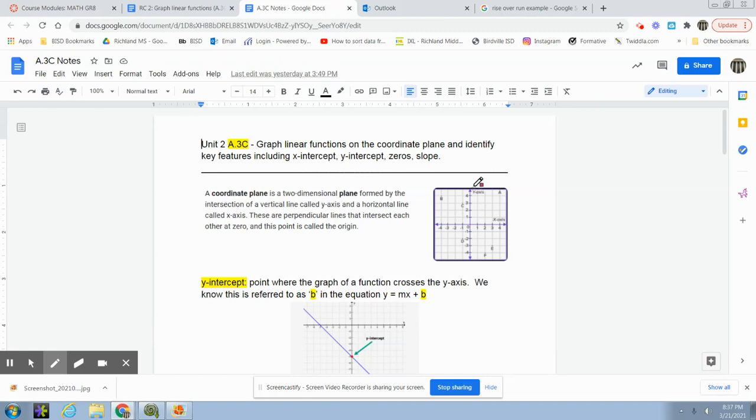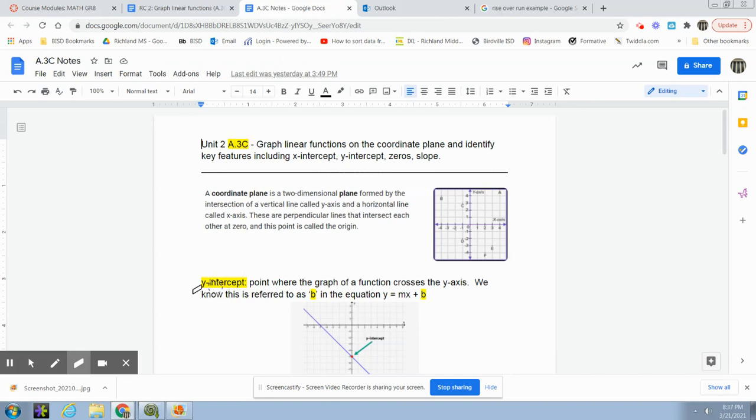Called the y-axis, and a horizontal line called the x-axis. These are perpendicular lines that intersect each other at zero, right there. And that is called the origin, okay? So we know that from proportional relationships, and that is coming back at us in algebra.